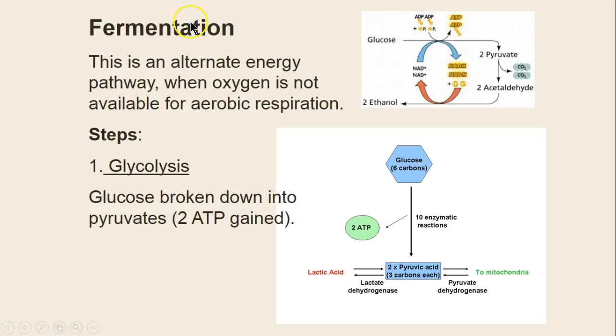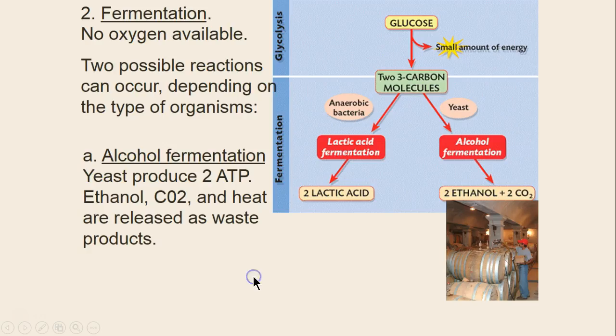Now, what if we don't have oxygen or we don't use it? Some creatures can't use oxygen, and sometimes we can't use oxygen, like if we're sprinting. So we have this alternative energy pathway called fermentation. We have glycolysis, which is the same as we learned at the very beginning. Big 6-carbon molecule broken into 2 pyruvates. We get 2 ATP. Okay, so that's the same as aerobic.